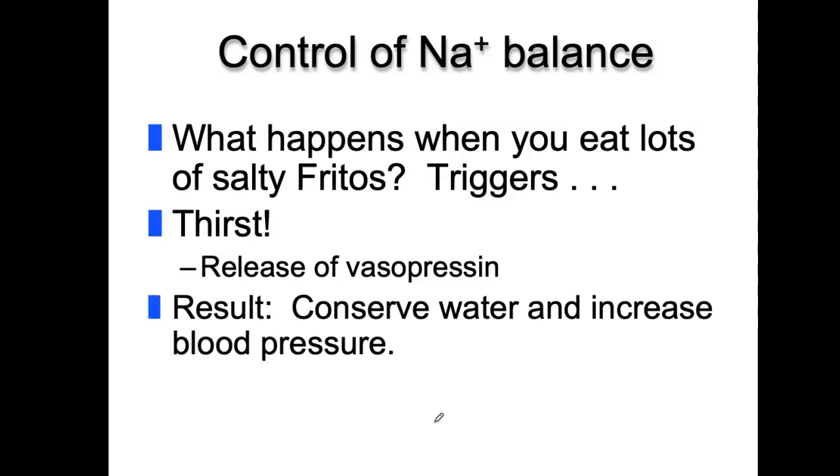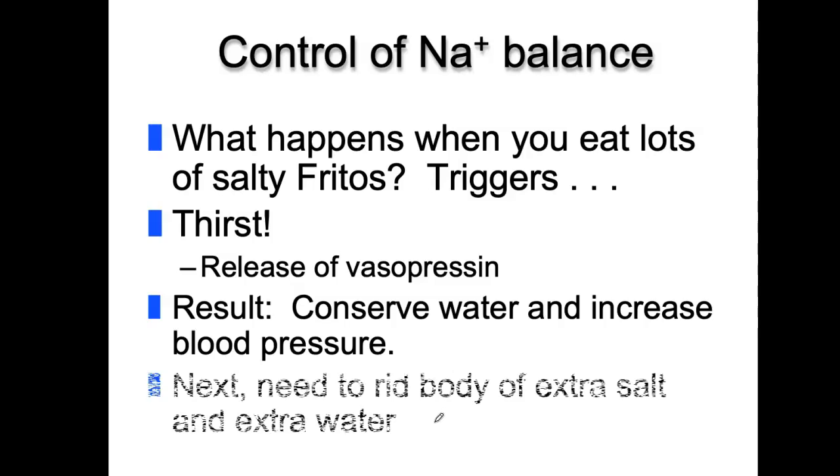And then what's going to happen? Well, you're going to be able to conserve water. And in conserving water, because you're trying to dilute all that salt, you're going to also increase blood pressure a tiny bit. But next, what's going to happen is that you need to rid your body of that extra salt. I mean, one thing is to just hang on to your water, but after that, okay, we need to excrete that salt along with that extra water. So all that control has to happen of that balance of when you eat too much of that salt.